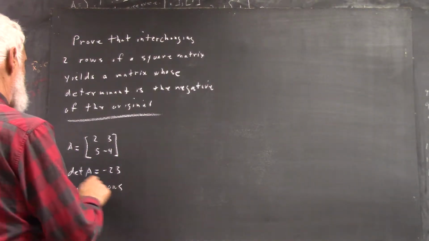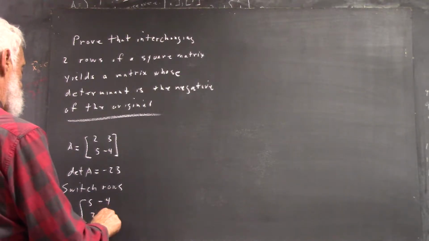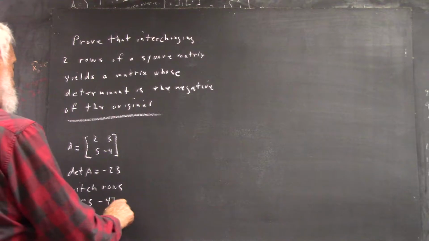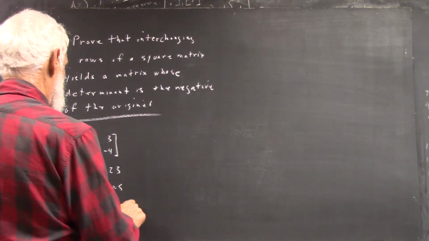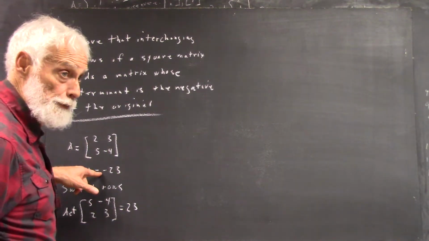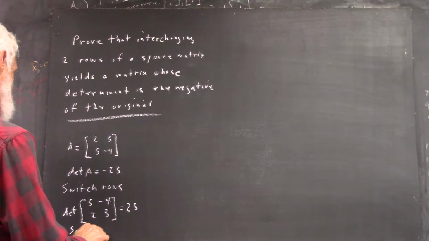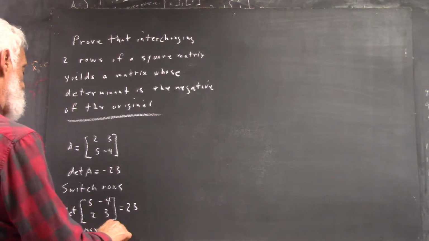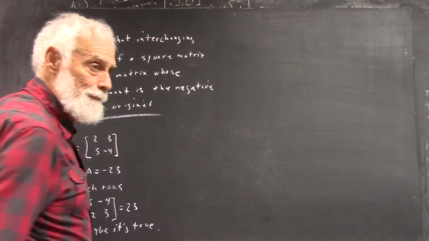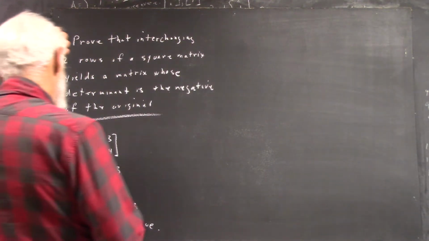switch the rows. The determinant of this is 15 plus 8, that's 23. Well, that is the negative of this, right? So maybe it's true. Okay? Well, okay, let's try another one.